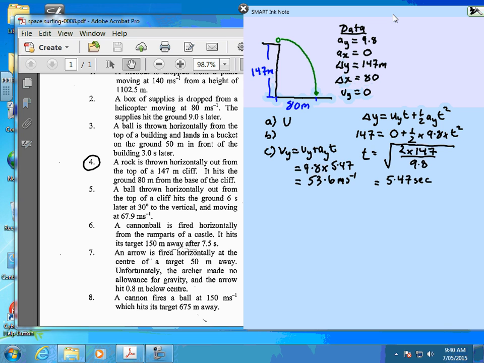I said 3 and 6. Now, the other thing you can do, which is really neat, is can I find out my horizontal initial? Let's look at it. I know delta x, don't I? Yeah. Okay, so let's look at my formulas. There's a formula there with delta x in it. Let's see if I know enough to use that.